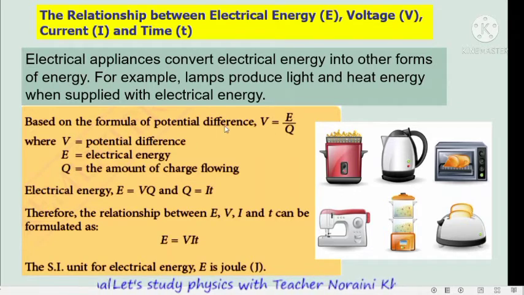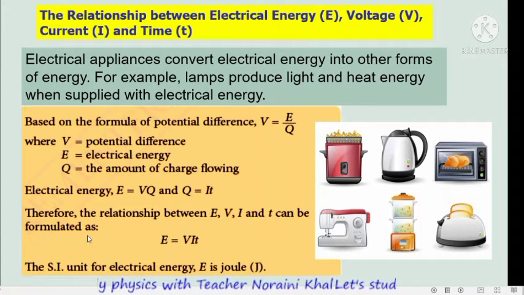So based on the formula of potential difference, V equals E divided by Q. If you still remember, we have discussed this formula under the topic of potential difference, where V is potential difference, E is electrical energy, Q is amount of charge flowing. Thus, we get electrical energy E equals VQ. If we substitute Q equals IT, we get the relationship between E, V, I, and T as E equals VIT. The SI unit for electrical energy E is joule. So this is the SI unit that we always use for energy.